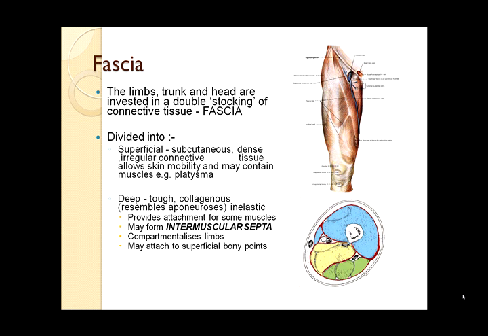The deep fascia, on the other hand, is a tough, collagenous, inelastic structure. It's a stocking that invests the head, neck, trunk, upper limbs and lower limbs as one continuous layer.